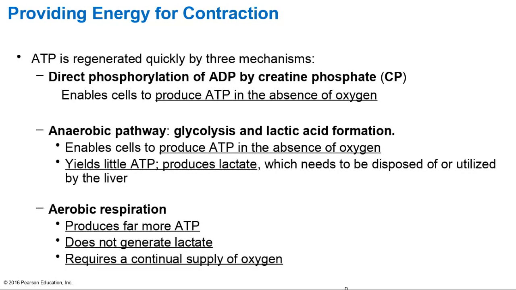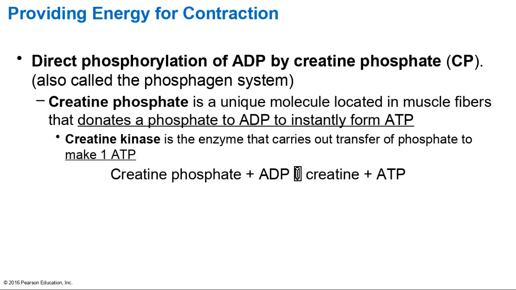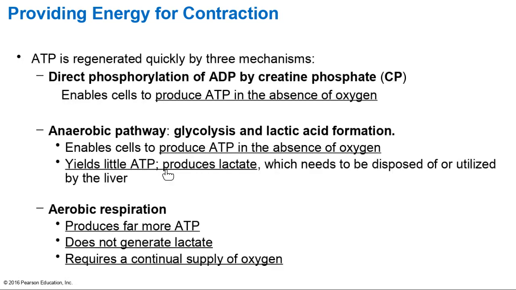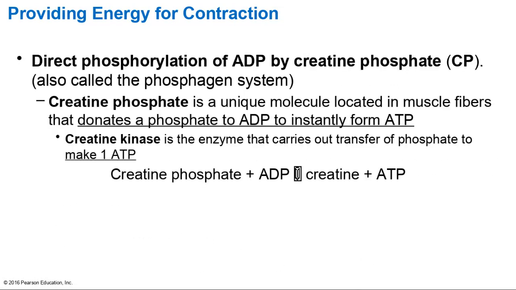Now I'm going to talk about each one of these processes individually. I will get back to these other two. But let's just deal with one at a time. So let's talk about this direct phosphorylation by creatine phosphate. ADP again will be regenerated into ATP when creatine phosphate donates its phosphate to ADP. This is also called the phosphagen system.